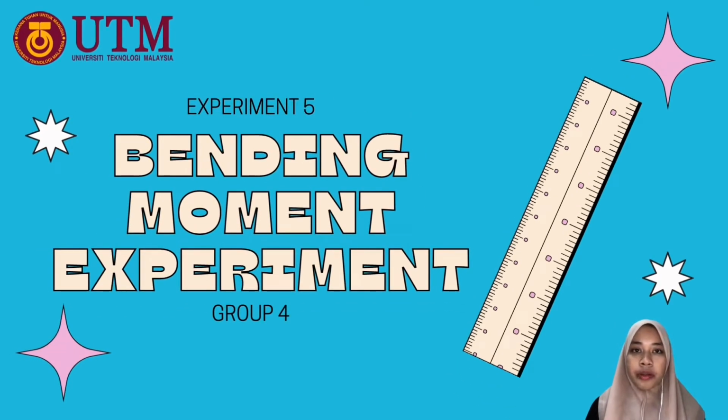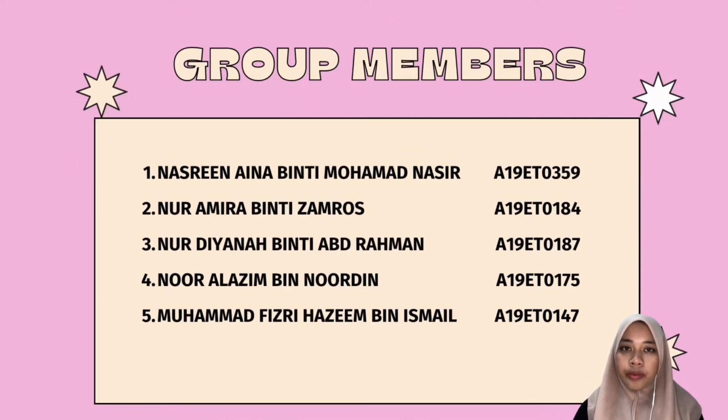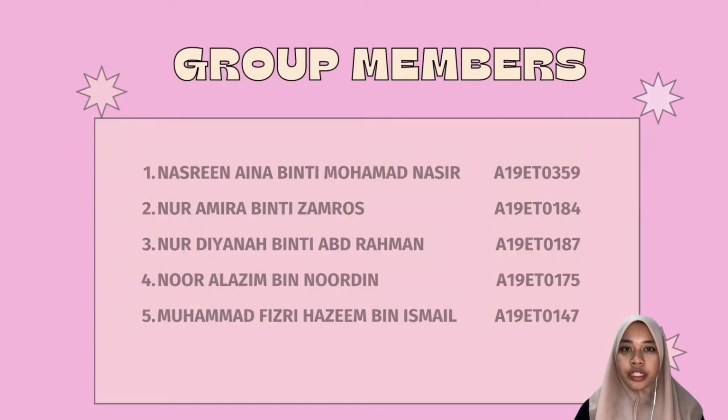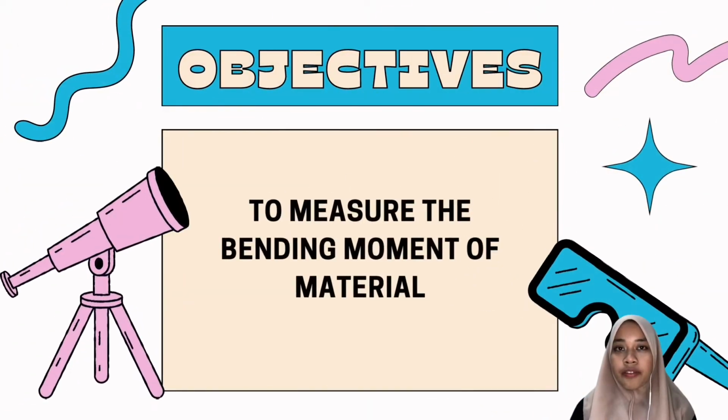I am AMIRA and in this video, we from Group 4 will explain our lab reports on Experiment 5, which is Bending Moment Experiment. Our group consists of me myself, AMIRA, NASREEN AINA, DIYANAH, ALAZIM and MOHAMAD FIZRI HAZEEM. So, proceeding with the experiment, the objective for this experiment is to measure the bending moment of material.